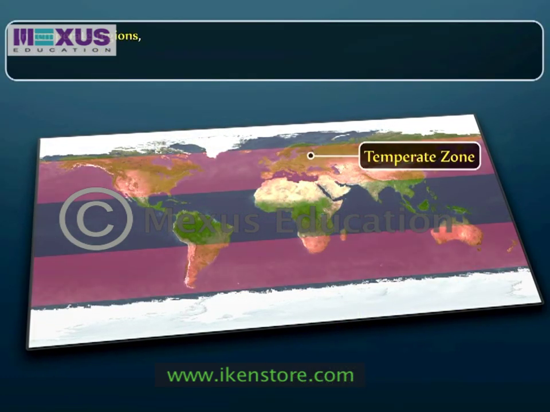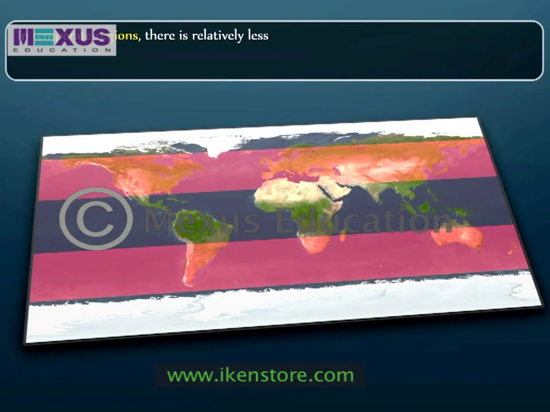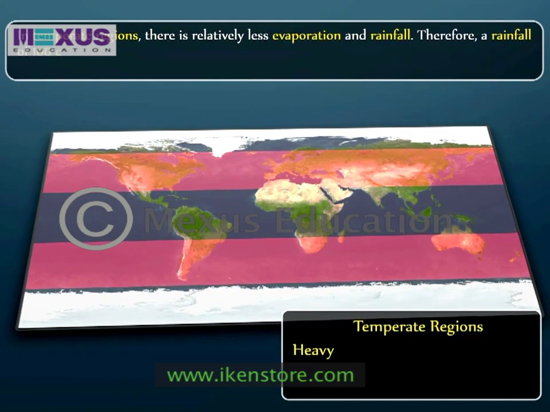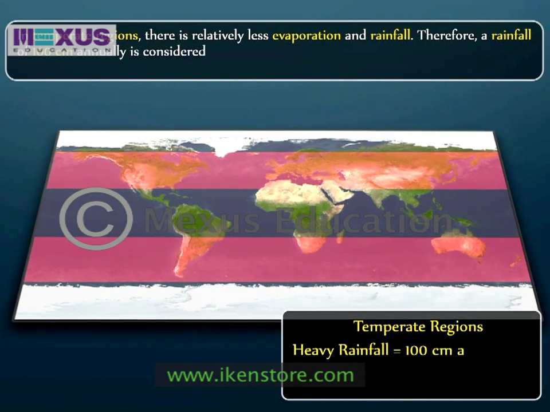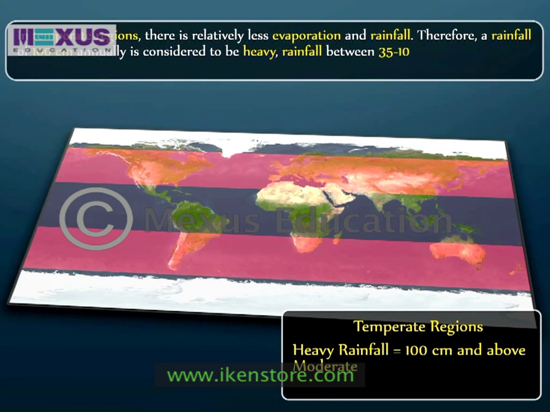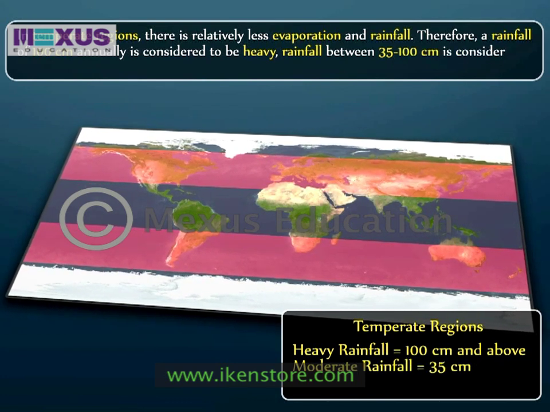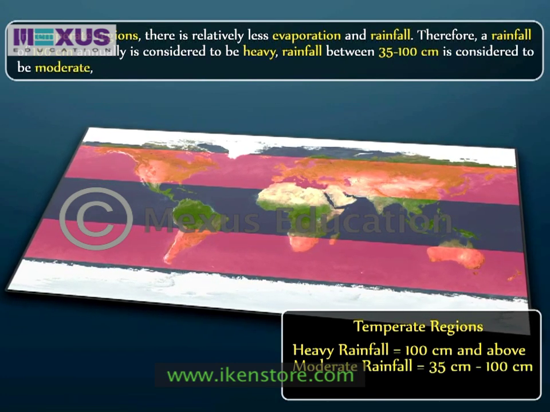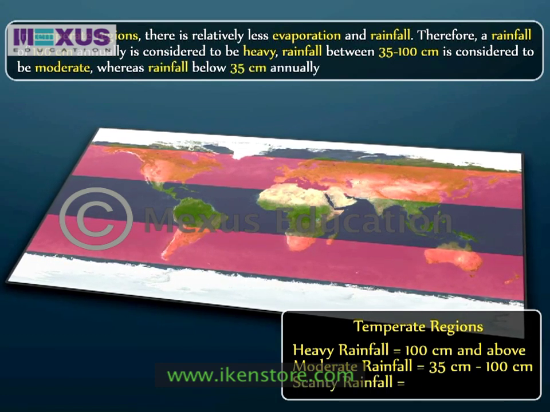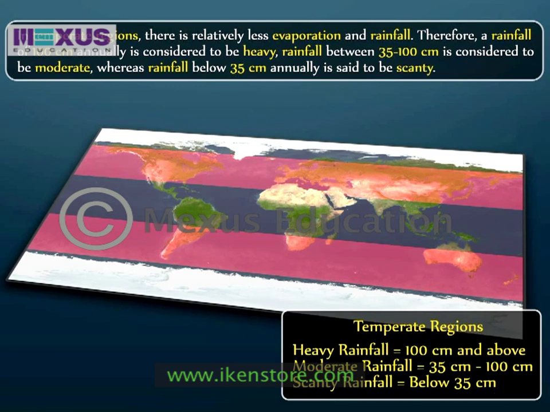In temperate regions, there is relatively less evaporation and rainfall. Therefore, a rainfall of 100 centimeters annually is considered to be heavy. Rainfall between 35 to 100 centimeters is considered to be moderate, whereas rainfall below 35 centimeters annually is said to be scanty.